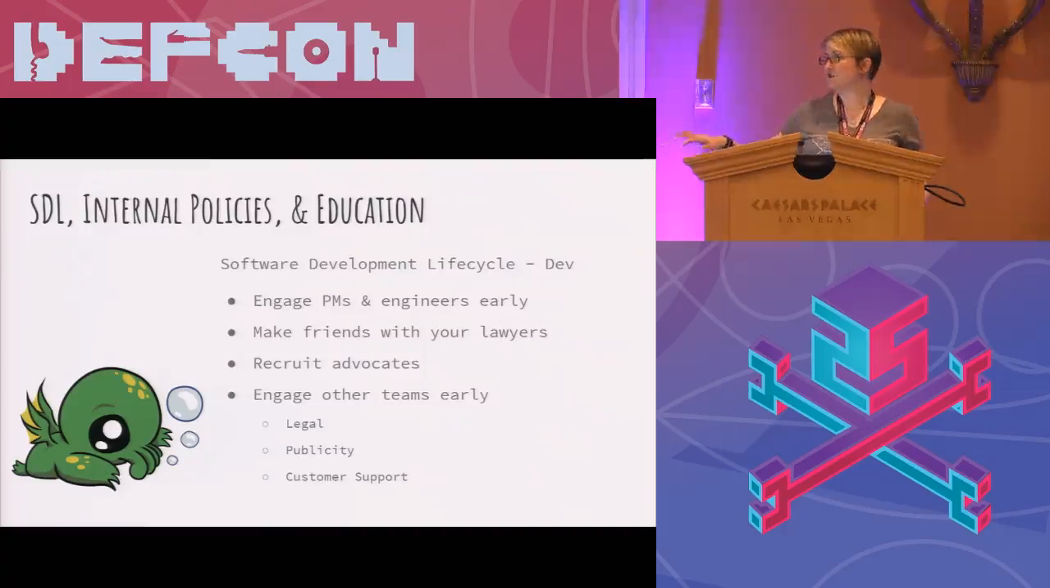And then I touched on this a little bit in previous slides, but in general, you want to engage all your other teams really early too. We talked about legal, we talked a little bit about publicity in terms of how you're going to sell your feature and sell the data collection. But you also want to engage customer support. I've seen a lot of times where a product team will push a new product, and then the customer support line gets flooded with calls, and the customer support people are like, we don't know, we got it at the same time you did. We have no idea what's going on. That's not a good experience for your users.